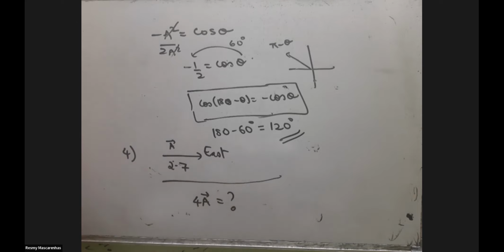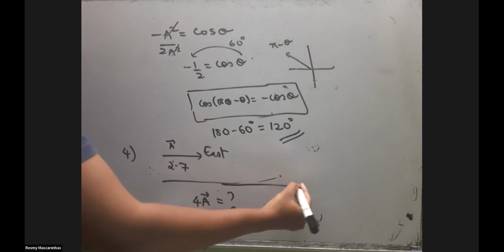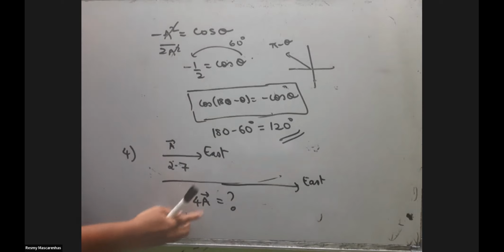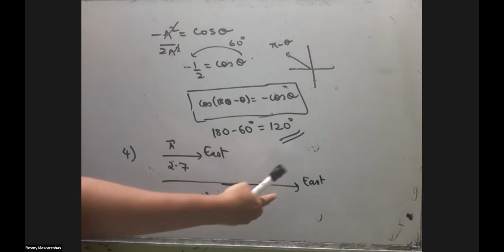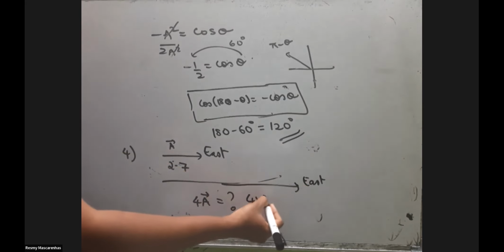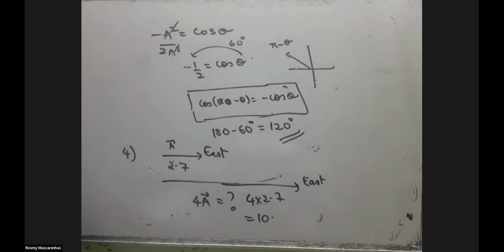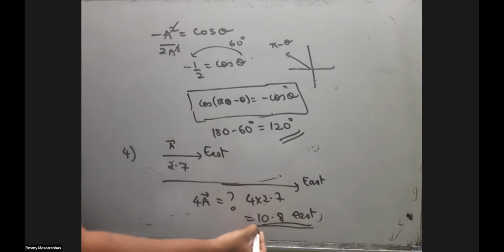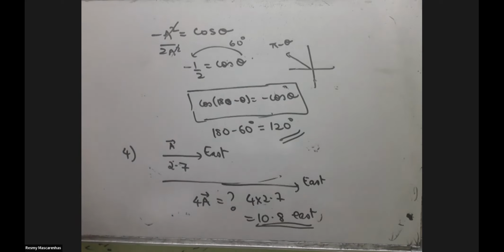4 times A bar would be like you're just multiplying this by 4. So whenever you're multiplying, remember your direction will never change. You are multiplying by a normal pure number. So you're just making it 4 times bigger, but direction will always remain the same. So 4 times A would be 10.8. Direction remains the same. The answer will be option D, that is 10.8 in the east direction only.